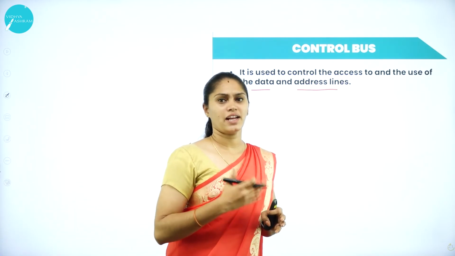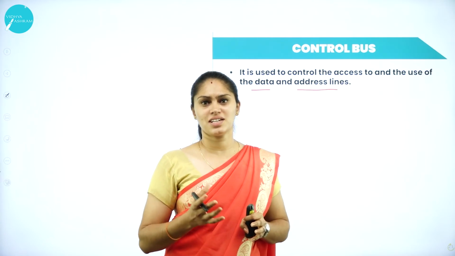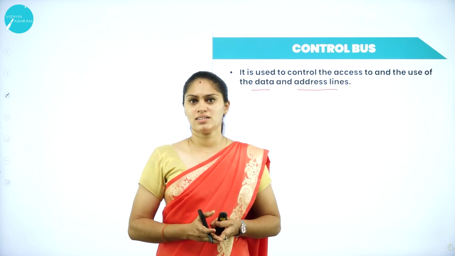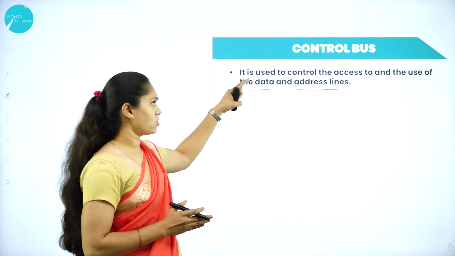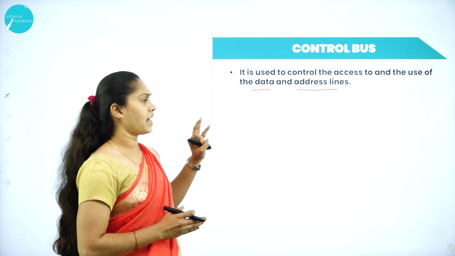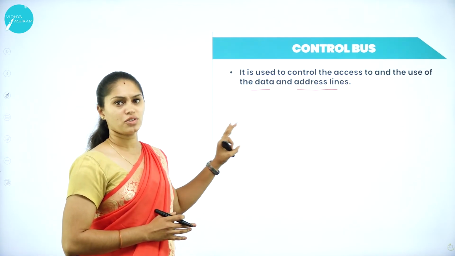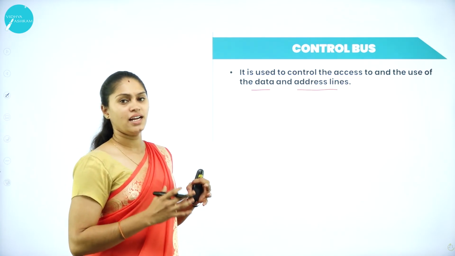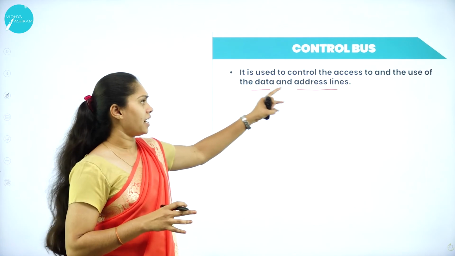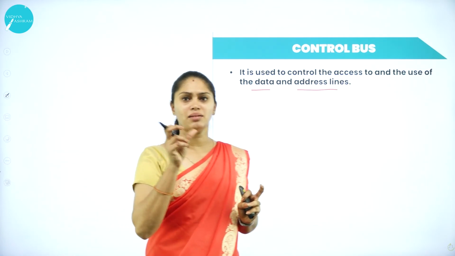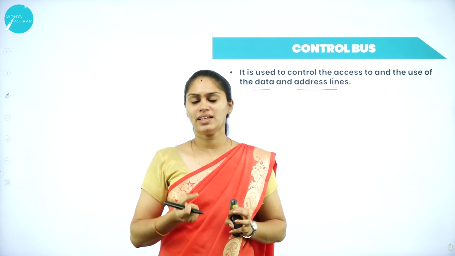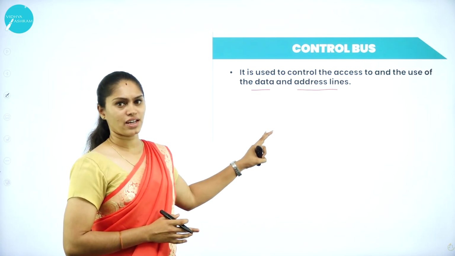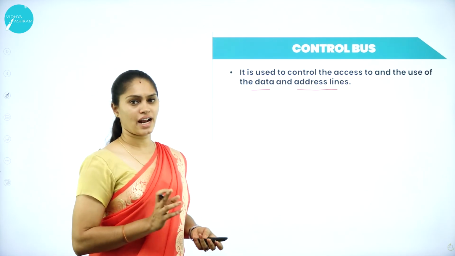I cannot access the data and instructions which reside in the CPU or in the memory just like that. There must be some restriction. So by using the control bus, it will standardize, or have a control over, the transfer of data and instructions, or have a control over the data and address lines. Lines are nothing but wires that hold the data, the bits of data, so that this control bus will have a control over those data and address lines.